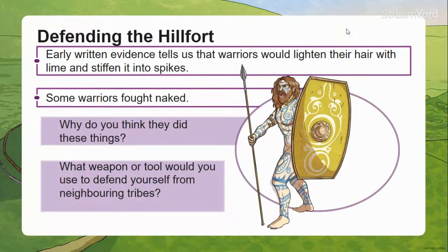So why do you think they did these things? Probably, what do you think? To look scary. They definitely would have looked scary, and they would have had big weapons or big tools. Now, what weapon or tool would you use? Would you use a big sword? Would you have a big shield? Would you have a big staff?